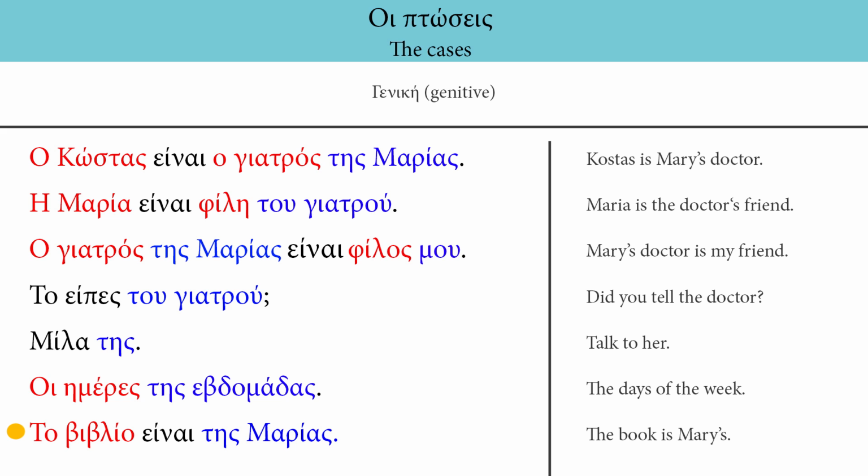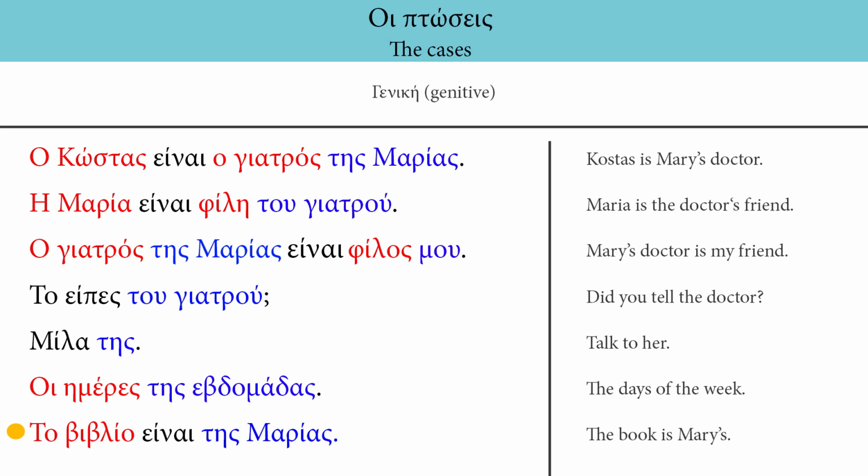Το βιβλίο είναι της Μαρίας. The book is Mary's. The book belongs to Mary. So, the book, nominative, it is the subject of the verb. We have a linking verb, the verb είμαι, third person είναι. And the predicate is in the genitive case. So, don't get confused. Don't see it as an exception to the rule. Because how else could you explain that the book is Maria's? How else could you express possession? There is no other way, so you have to use the genitive case in order to say what you want.